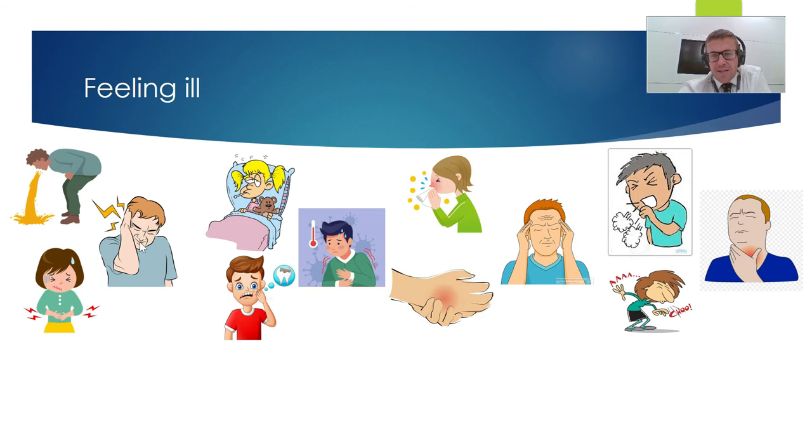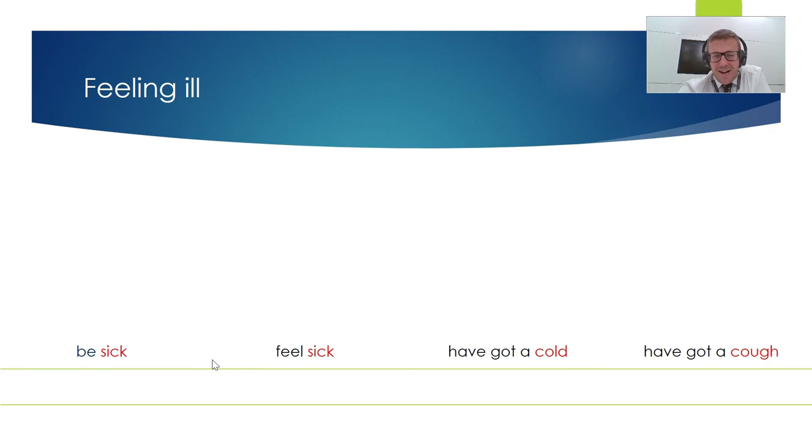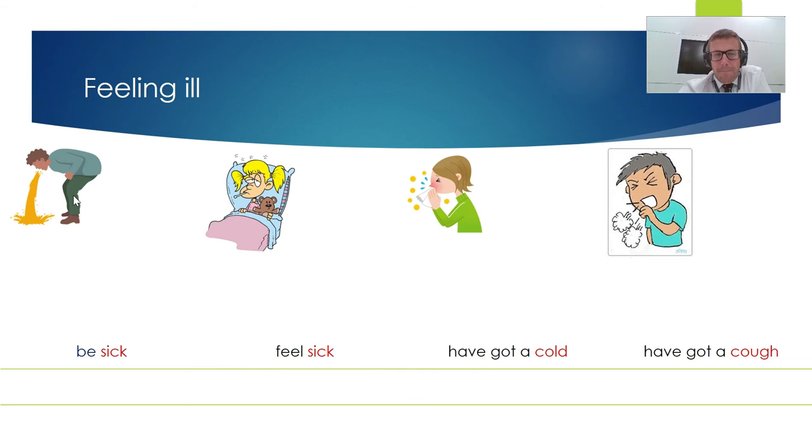So here, I've used pictures this time rather than photos so that you don't feel as bad. So let's do these four. Be sick, feel sick. Be sick is when actually, sorry for the bad picture, something comes out of your mouth from your stomach. But feel sick is more that you are not well and you need to go to bed. You can also say I'm sick for that.